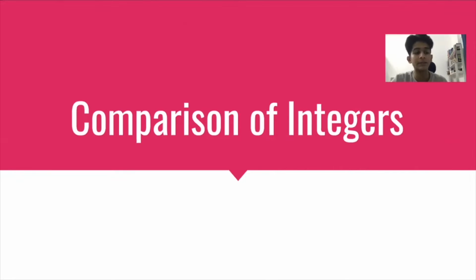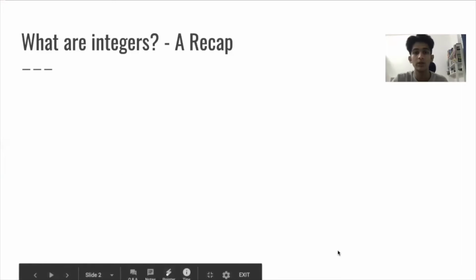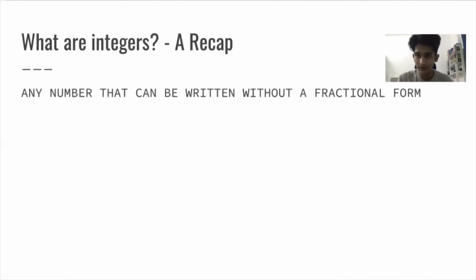But before we start comparing integers, let's do a little recap of what integers exactly are. An integer, put simply, is any number that can be written without a fractional form. If you're wondering what a fractional form is, you remember those numbers with a line in between them, two numbers with a line in between, that's fractional. It's as simple as that. And a decimal also counts as a number in its fractional form.